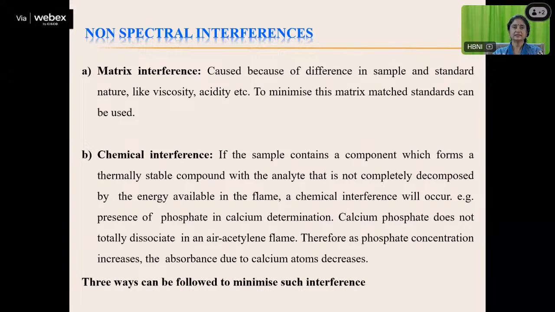There are three ways to minimize such interference. If you have a prior idea that your sample contains phosphate while you are doing calcium, you can follow any of these three. This is one typical example. There can be many such chemical interferences. So you have to have a clear idea regarding your sample, your analyte, and the matrix, to take a wise decision while doing the analysis.